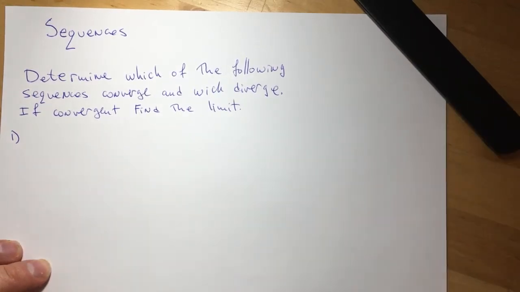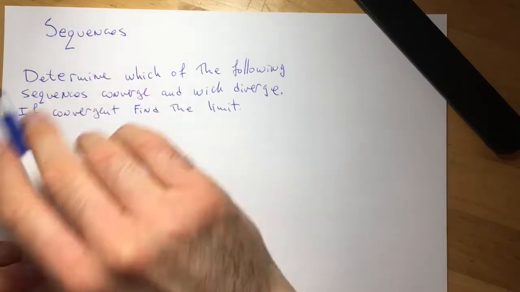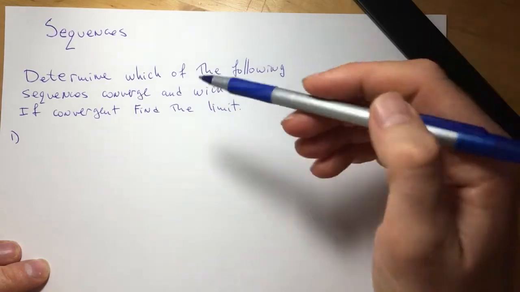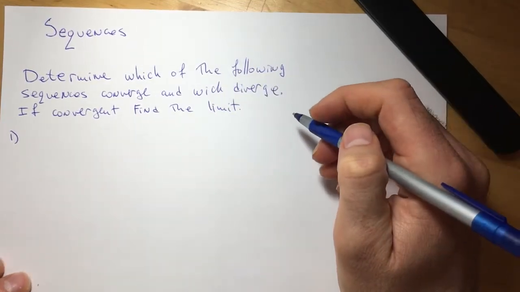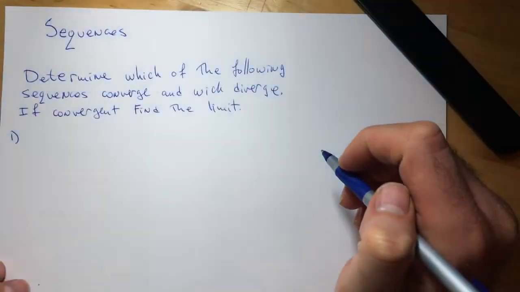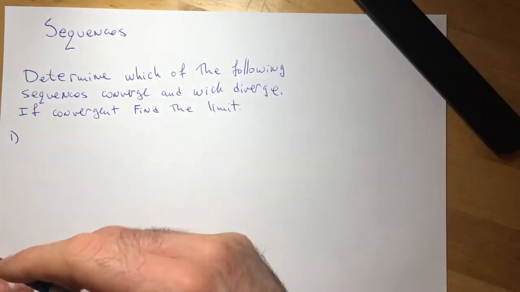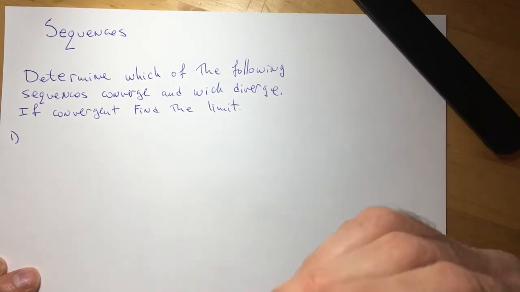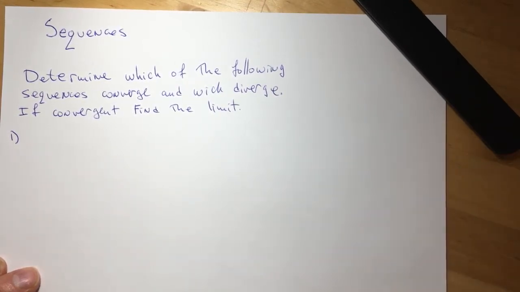Okay, so in this video we're going to go over a few problems determining whether a sequence is convergent or divergent, and that is actually the question: determine if the following sequences converge or diverge. If they're convergent, find the limit. Okay, so I will solve this, and I will solve different types of sequences, and you will see how I expect you to solve these sequences on the upcoming tests.